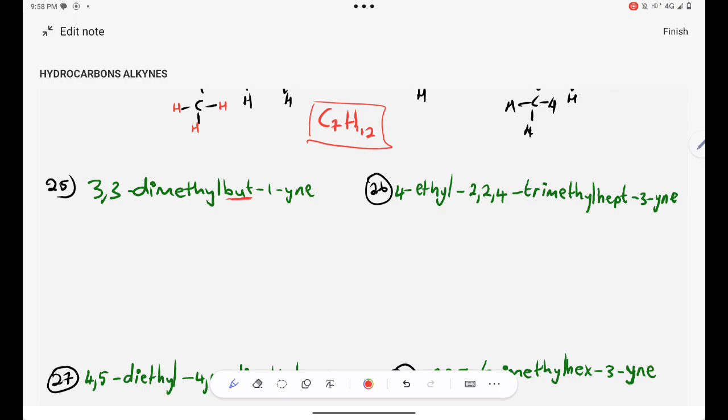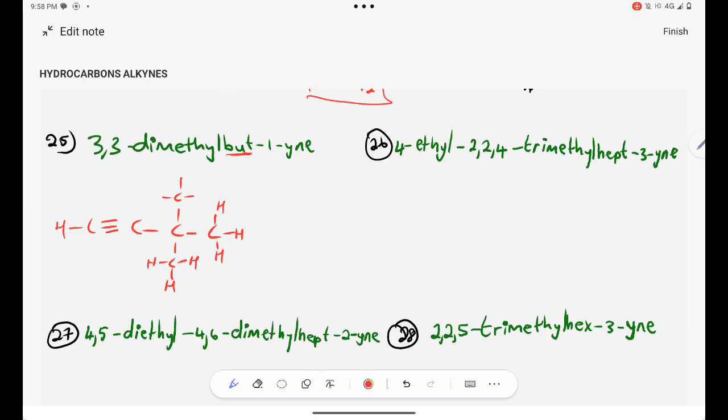The parent chain has 4 carbons. The first carbon has a double bond over there, and then I have 2 side chains at carbon number 3. This will be the structure of 3,3-dimethylbutane.